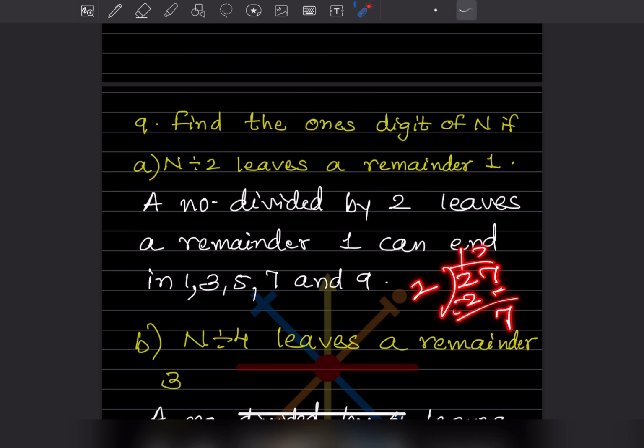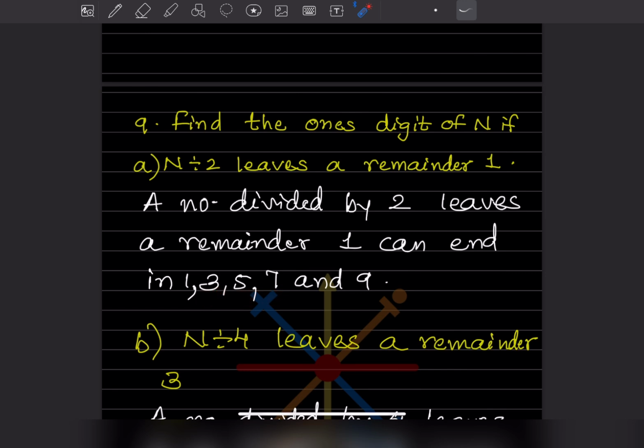This is 7. 2 threes are 6. The remainder is 1. So the ending is 7. If we take 5, now if we are taking just 15, considering any number which is ending with 5. So 2 sevens are 14 and the remainder is 1. So hope you got this. So the end number can be 1, 3, 5 and 7.